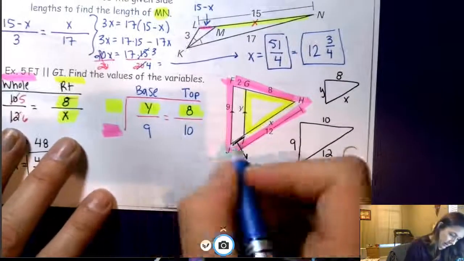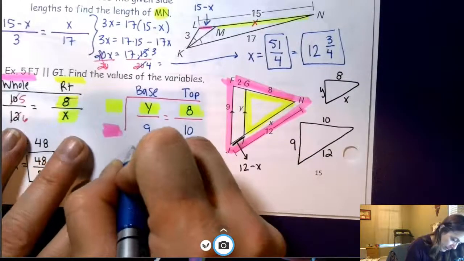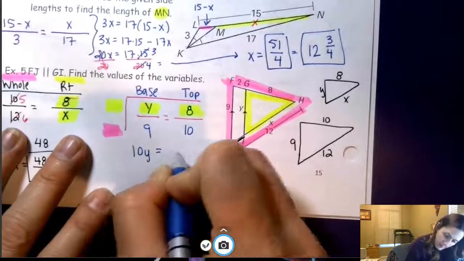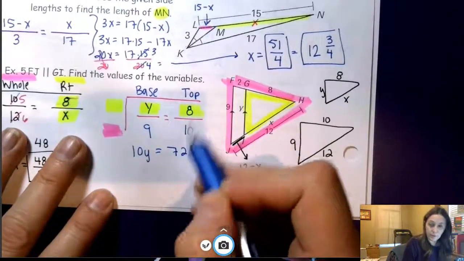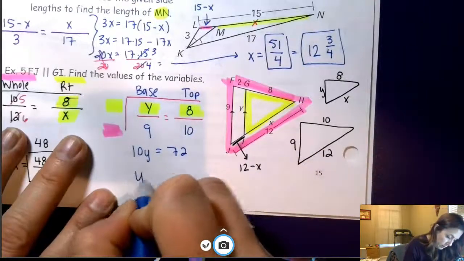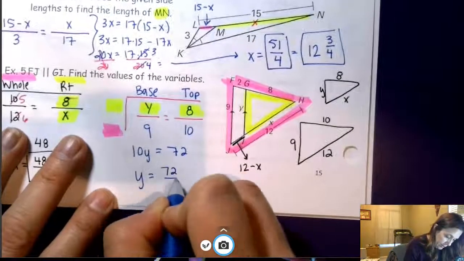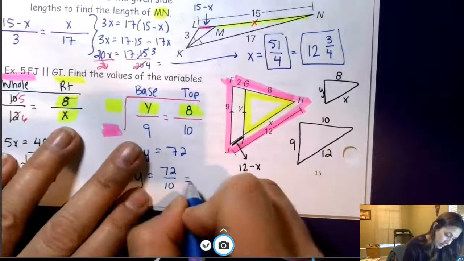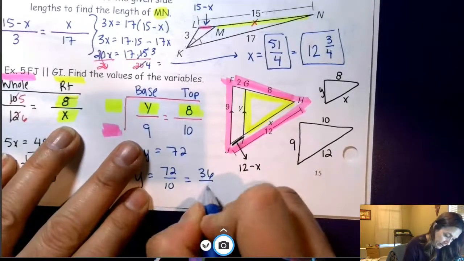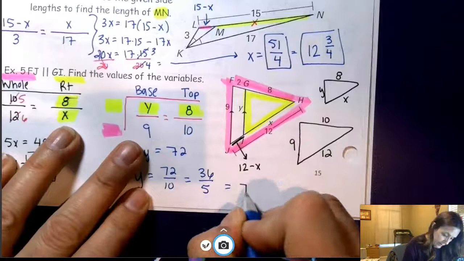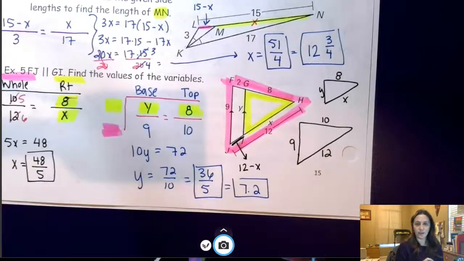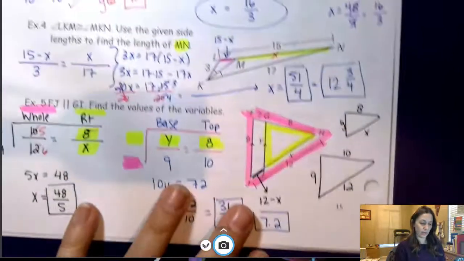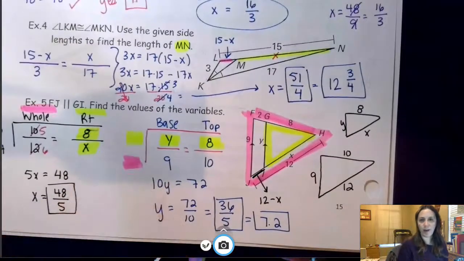Cross multiply and divide. We end up with 10y equals 72. Oh, I could have simplified first. y equals 72 over 10, which is 36 over 5, or 7.2. There you go. Hopefully you guys did those correctly as well. There's a few more. I'm going to pause and then I'll be right back.